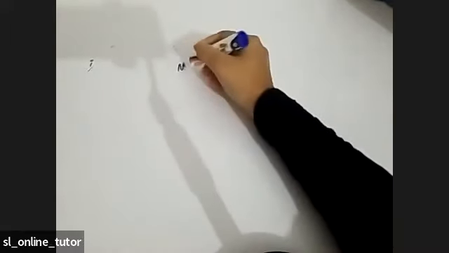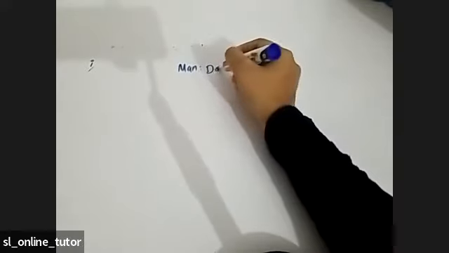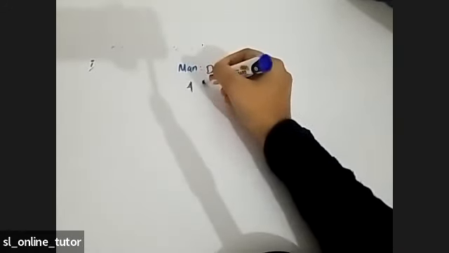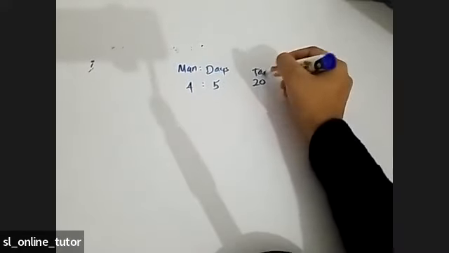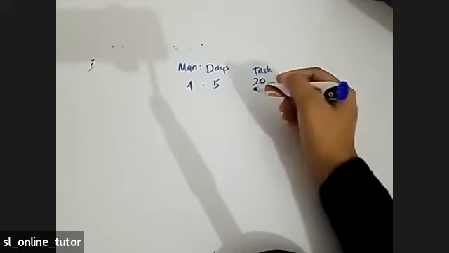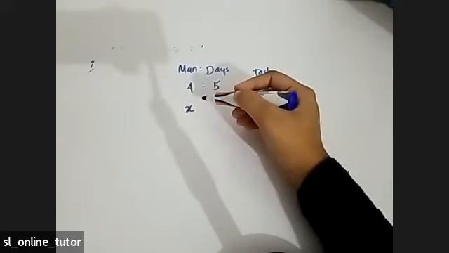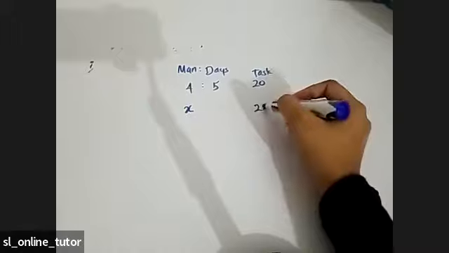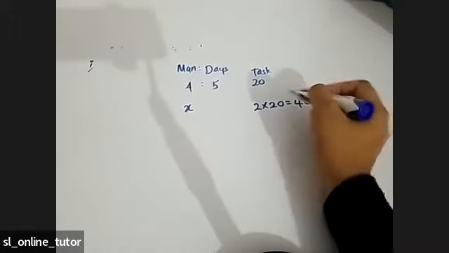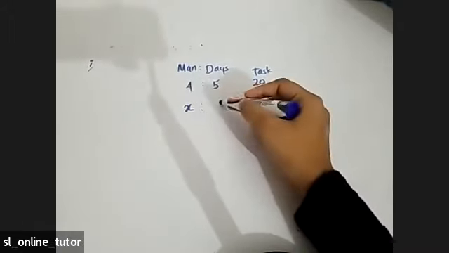Okay, the question was: 4 men can finish a certain task within 5 days. That means 20 is the task. How many men are needed to finish twice the work? Twice the work means 2 times 20, 40. How many men are needed within 4 days?